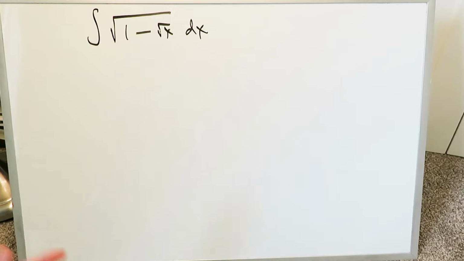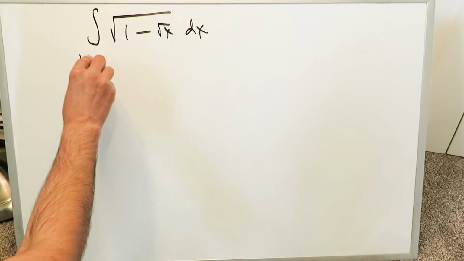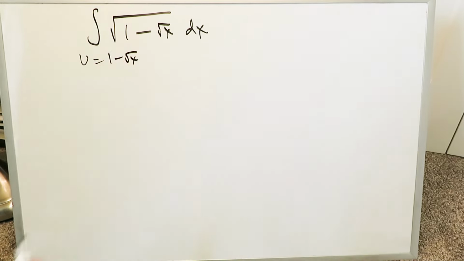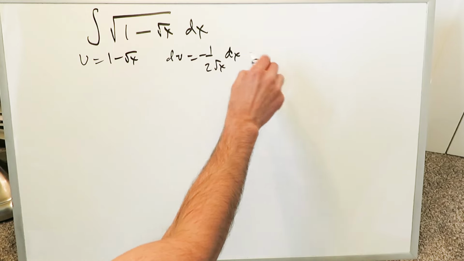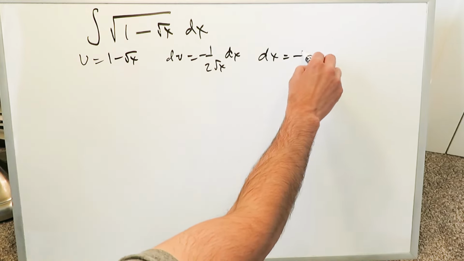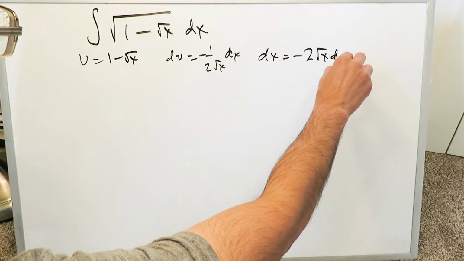We have the integral of square root of 1 minus root x dx, a typical prototype u substitution question. u is equal to 1 minus root x. du is equal to minus 1 over 2 root x dx. dx is equal to minus 2 root x du.